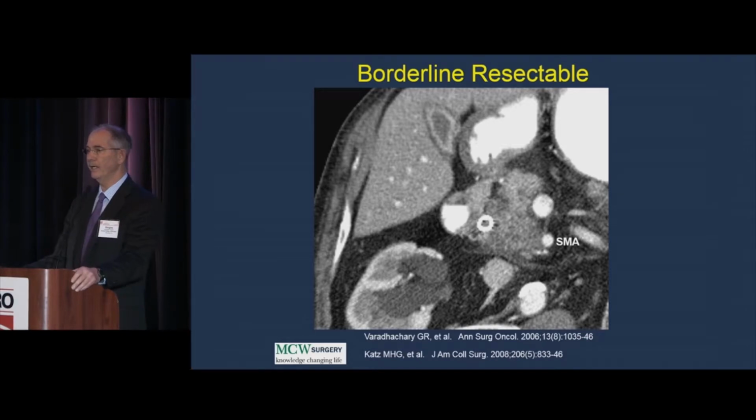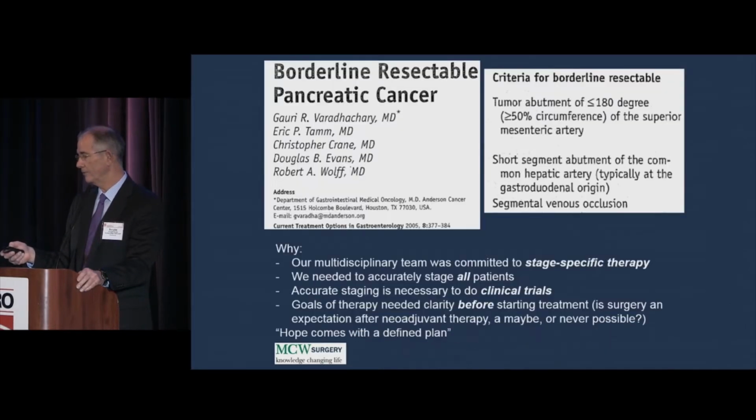When I was at Anderson in Houston, we started a template that now is actually taken up by the Radiology Society, and that's been continued in Wisconsin, where all of our CT reports are completely templated by the radiologists. So whether the patient has resectable, borderline resectable, or locally advanced disease is clearly stated, and the reasons why they have a specific stage of disease are also easily defined.